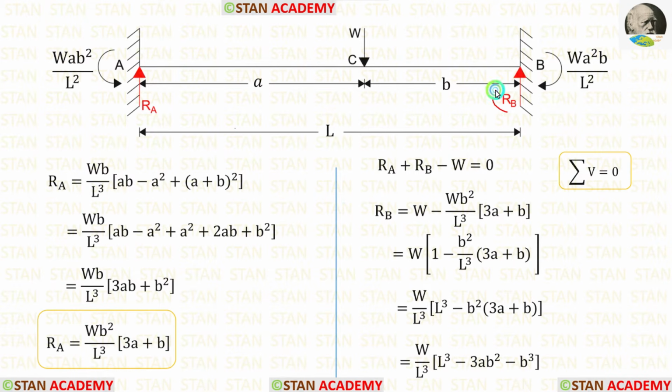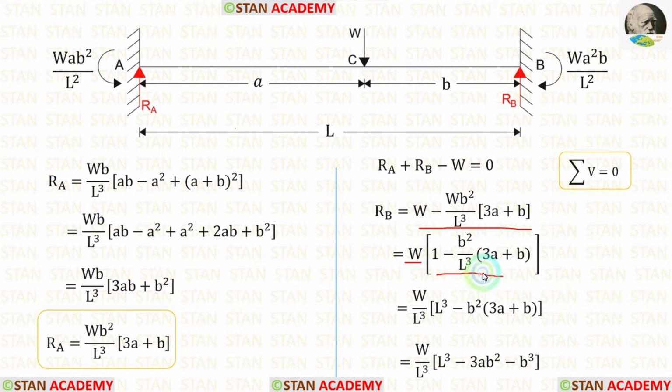Now I am going to find out RB. For that, I am going to apply the rule sigma V is equal to 0. RA and RB are acting upwards, so both of them will be positive. W is acting downwards, so it will be negative. Now let us take RA and minus W on the right side. We know the formula for RA. Let us apply that. From here, let us take W outside.